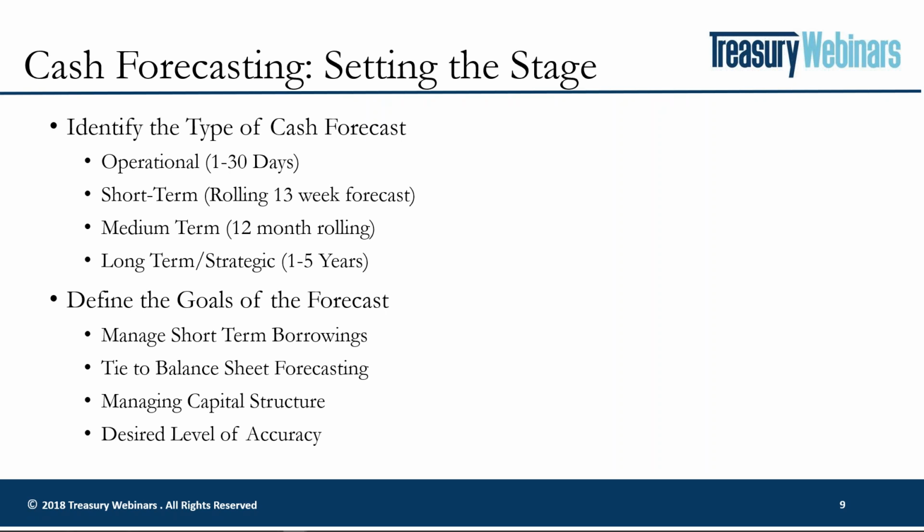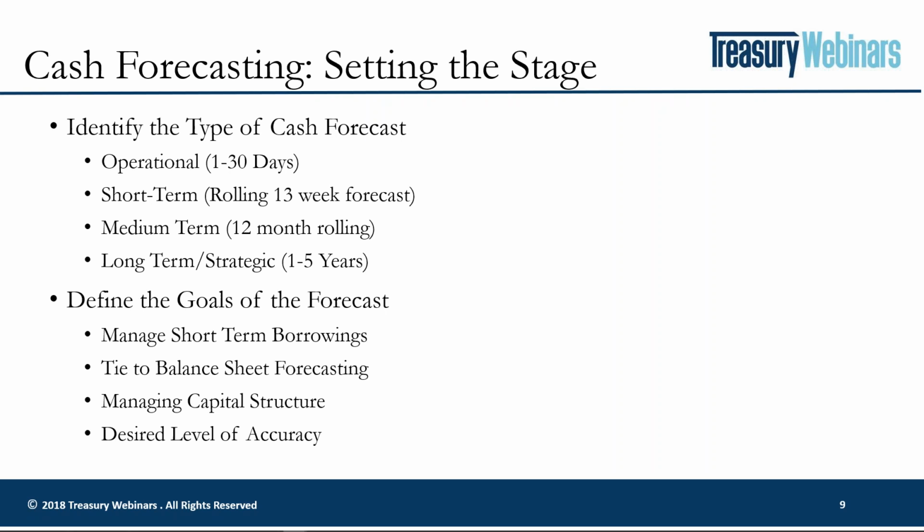You can have the operational forecast, which is more short term, 1 to 30 days, and then a medium term, 12-month, and then a long term strategic forecast. The methods that we use in these forecasts can be different. We want to look at each type of forecast that we're doing. Then you want to define the goals of your forecast, right? If you manage short-term borrowings, that's probably an operational forecast. If you're going to tie to balance sheet forecasting, that might be more of a longer term. And then if you're managing your capital structure, that could be a medium or long term.